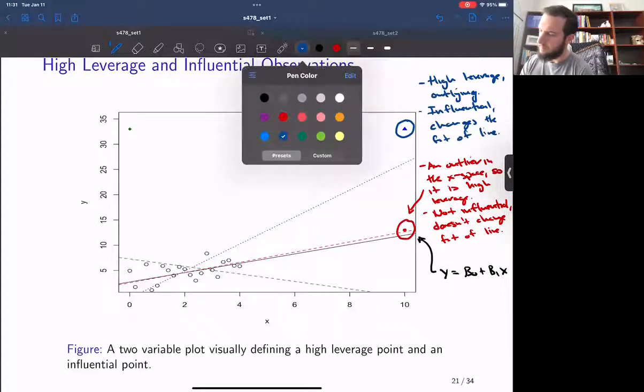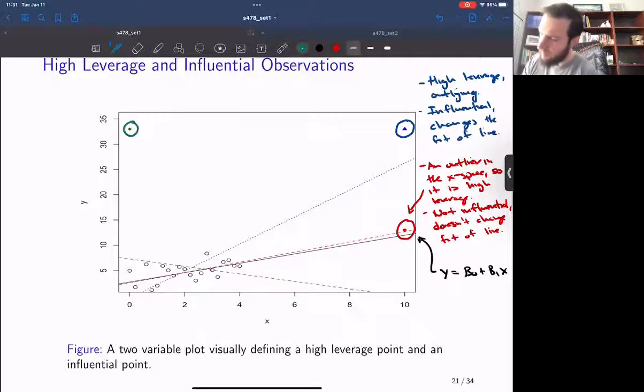Right. And then finally, we have this green diamond. This is an example of a situation where we have a point that is not high leverage because its value in the X space is actually fairly close to the center of the observed open circles. It would still be an outlier in the Y space because it's quite far from the mean of the observed data's Y values, but not high leverage, yet still influential because you can see that it again drastically changes the slope and intercept of the line.